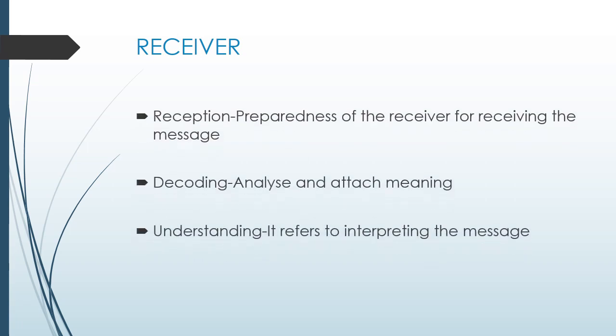Now the process of communication is not completed until the receiver receives the message and understands it. There are three elements involved in it: reception, decoding and understanding. The receiver has to be fully prepared to receive the message. If he is not attentive, then communication will not be effective. Decoding means when the receiver attaches meaning to the message being received. If there are any jargons which he is not understanding, first he'll clear that, decode that message, and then final understanding, that means interpreting the message, will be done so that the aim for which the message has been transmitted should be achieved.